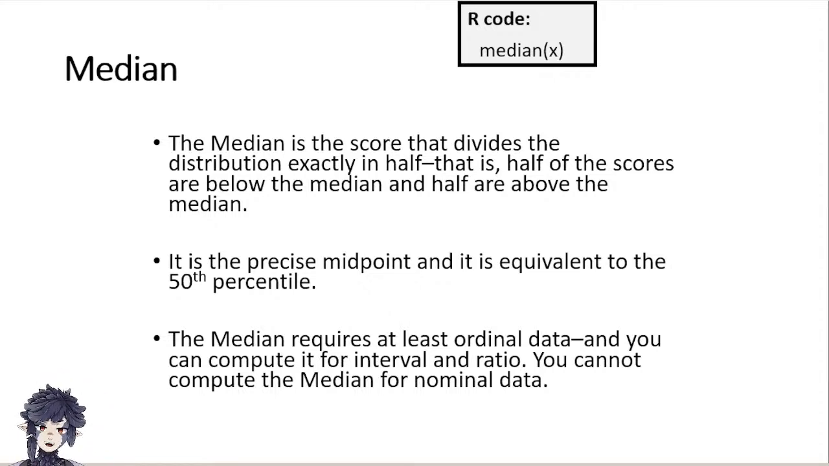You need at least ordinal data to calculate the median. You can do it with interval data, you can do it with ratio data, you need at least ordinal data, you cannot do it with nominal data. Why? Nominal data doesn't have an order. You could put nominal data in whatever order you want, so you can't find the middle. It's impossible. Everything else has an order, though, so you can do it with any other type of data.